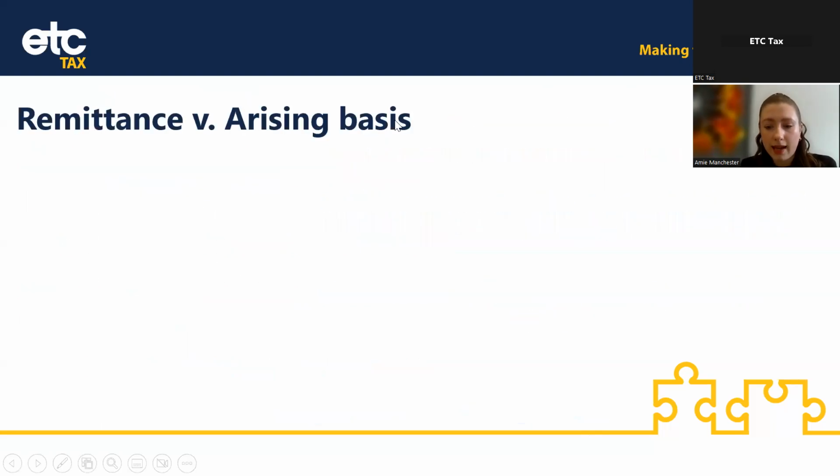So the final slide is just to discuss the difference between arising and remittance basis. Arising basis is the tax treatment for UK domiciled individuals. So for the likes of myself, UK domicile, UK resident, and taxable in the UK on my worldwide income. As we mentioned, remittance basis is for non-domiciled individuals, but you don't have to be taxed on the remittance basis as a non-domiciled individual. It can either apply automatically or you can elect to be taxed on that basis.